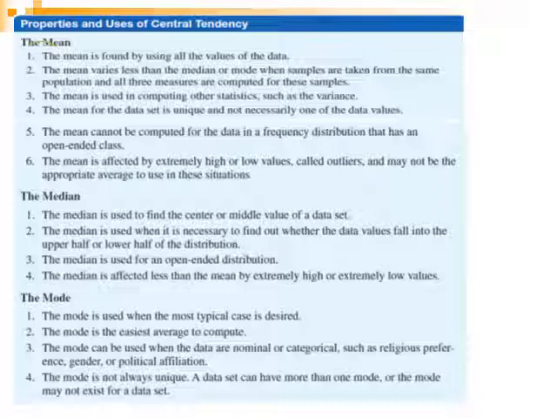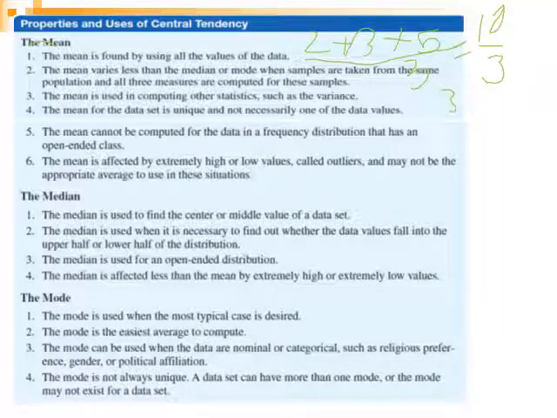Number four, the mean for the data set is unique and not necessarily one of the data values. This means if we have the values 2, 3, and 5, for example, we add them up and divide by 3 to get 10 over 3, which is about 3.333. The result of this mean is not one of the values that we have, and we have only one value, so the mean is unique. The mean can also be computed in the case of grouped data with open-ended classes.